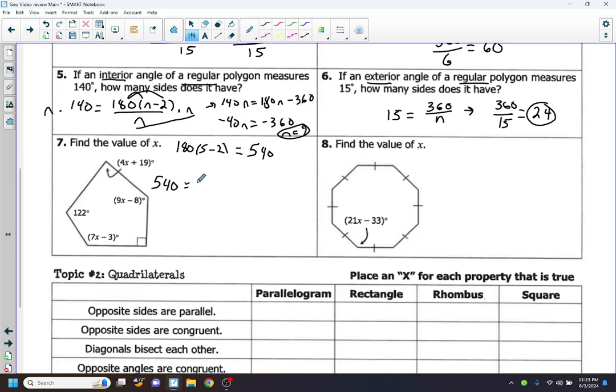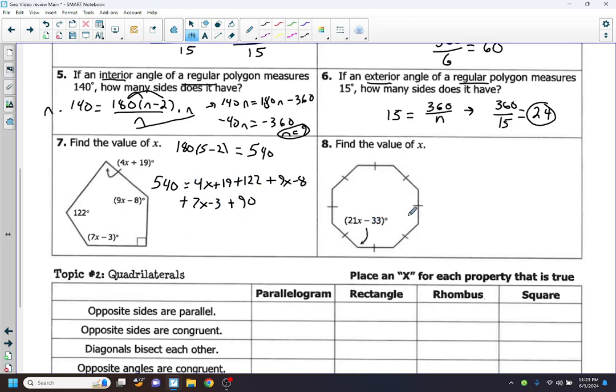So 4x plus 19 plus 122 plus 9x minus 8 plus 7x minus 3 plus, remember this box means 90. All right, you combine like terms and do a little algebra to figure out the answer.